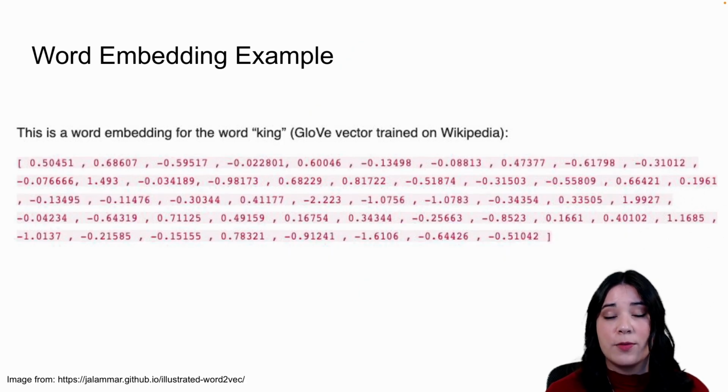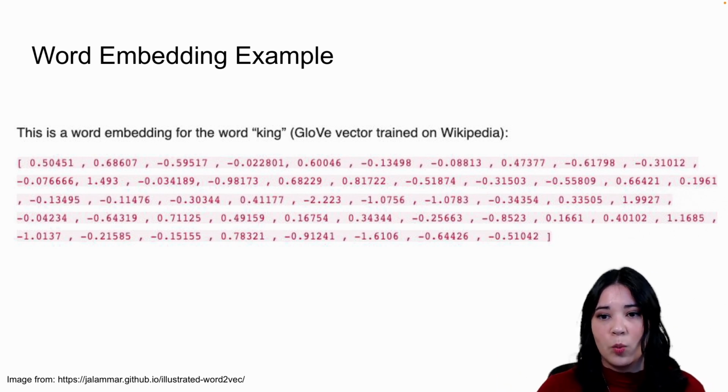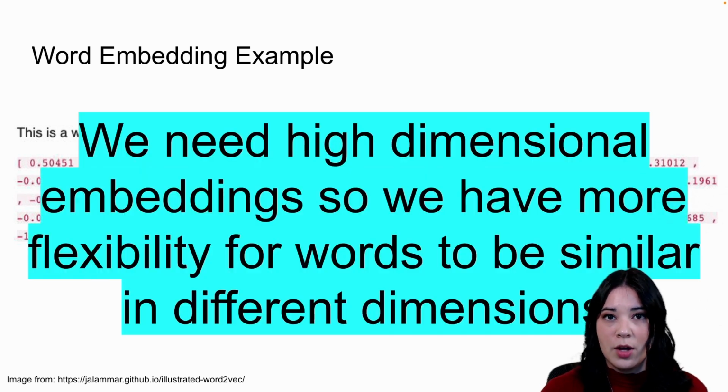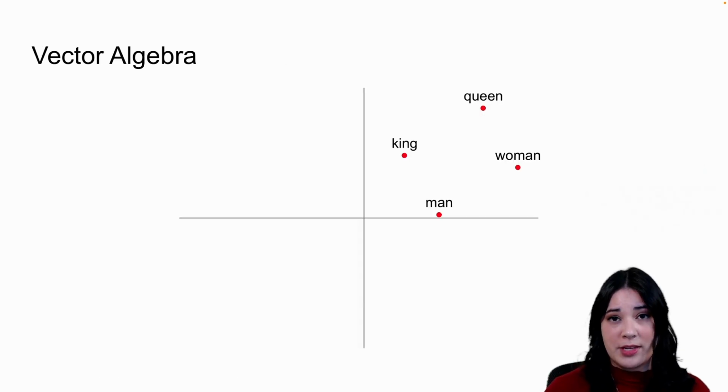Here's the word embedding for the word king, based on the GloVe model, which, like Word2Vec, is a very famous word embedding model. You can see that the hidden layer in this network was very long, so we have this very long word embedding to represent the word king. We often do need high dimensional embeddings so that we have more flexibility for words to be similar to each other in different dimensions. Basically, the more dimensions we have, the more flexibility a vector has to be similar to one word or another.